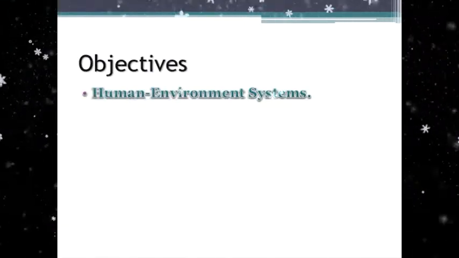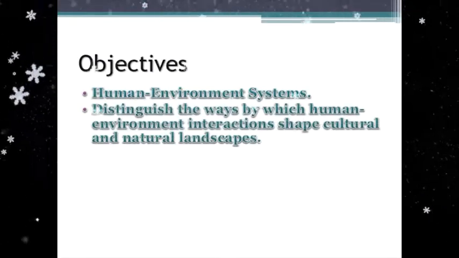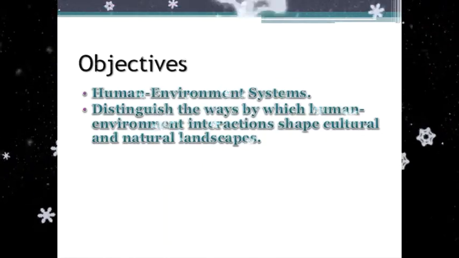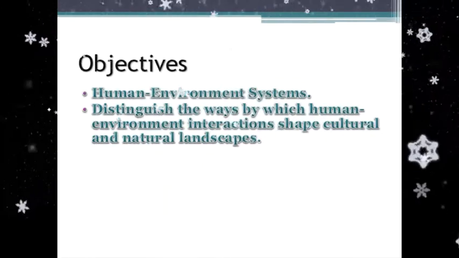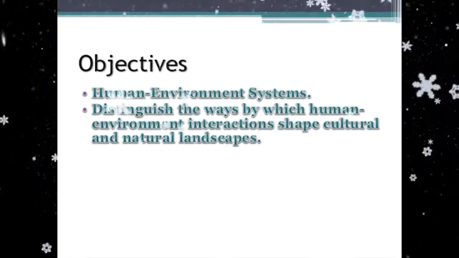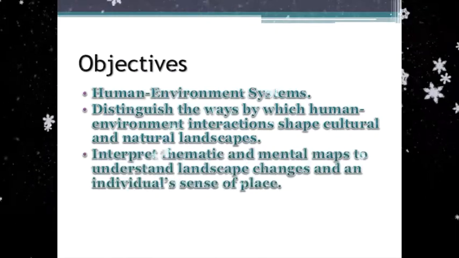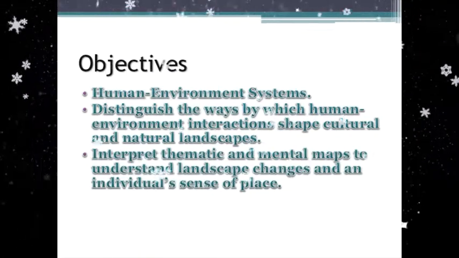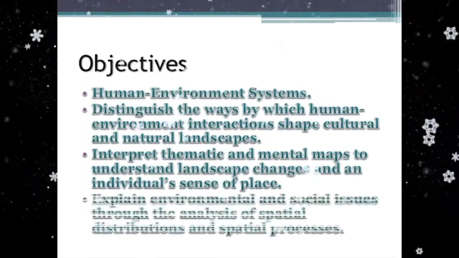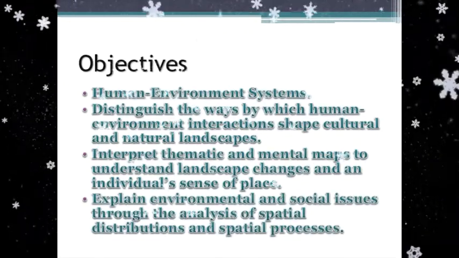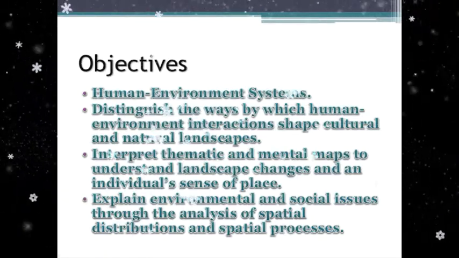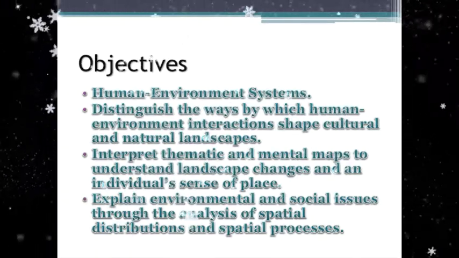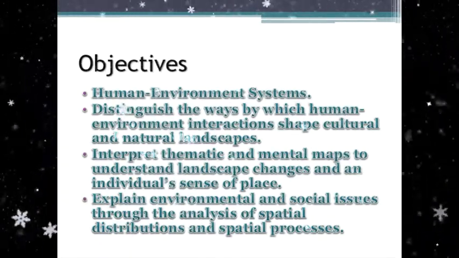So these will be the objectives. Distinguish the ways by which human-environment interaction shapes cultural and natural landscapes. Interpret thematic and mental maps to understand landscape changes and an individual sense of place. And explain environmental and social issues through the analysis of spatial distributions and spatial processes.